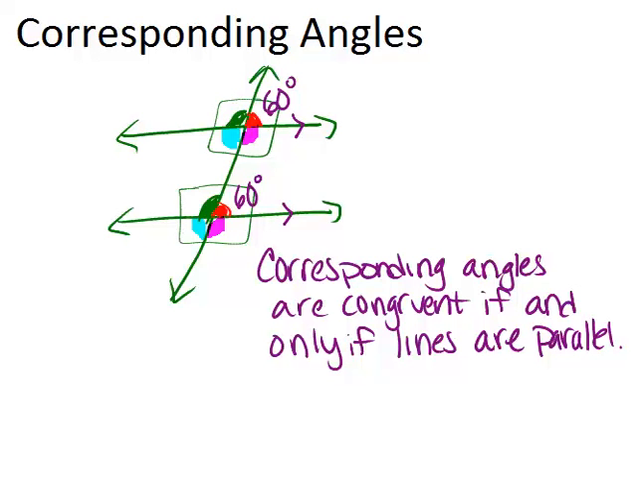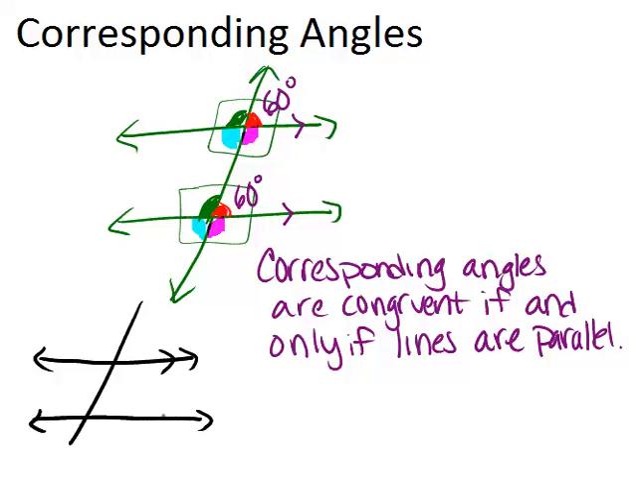So let's look at two quick examples of how you would see this. For one, if we had a situation where we knew that we had parallel lines and one angle was marked, then we could use corresponding angles to figure out another angle in this picture. We would know that this angle down here also has to be 100 degrees because if the lines are parallel, then the corresponding angles are congruent.